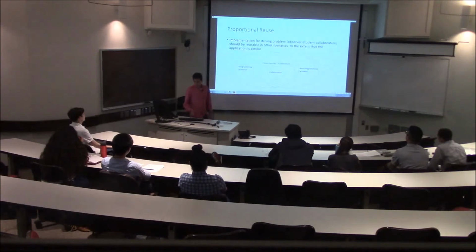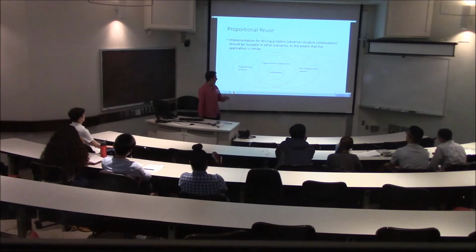So the system I want to build, while the problem it's tackling is facilitating programming education, we also want to have this goal of proportional reuse. So the system should be reusable in these other scenarios to the extent that they are similar. So all the ones I just described are examples of opportunistic collaboration scenarios. We have some trigger that begins the collaboration, then they have tools for that collaboration, such as these communication schemes, and so on. And so those tools should be reusable.